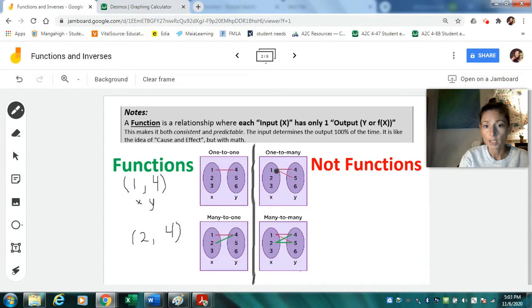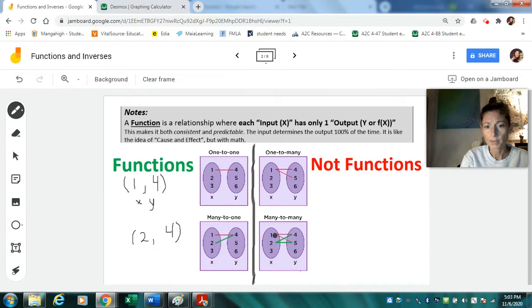So here we see that 1 goes to 4, but also 1 goes to 5. So I don't know if when I have an input of 1, it'll give me 5 or it'll give me 4. Things like that can mess up computer systems. It can mess up scientific theories. Like, you want to make sure that you know what happens when you do this. What's the solution always going to be? We don't want to be making guessing games when it comes to math.